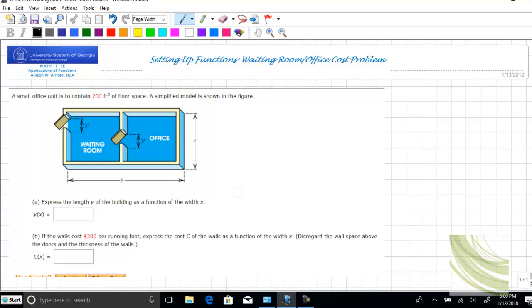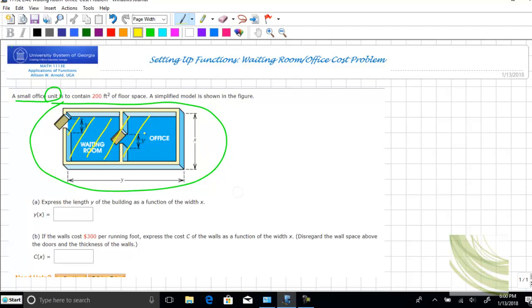Now what's a little bit confusing here is that this is the entire unit, all of it, the office and the waiting room together, so consider that. And it has external dimensions x times y, and the floor space is supposed to be 200 square feet. What we generally do to simplify floor space calculations is use the product of the external dimensions unless you're told otherwise.